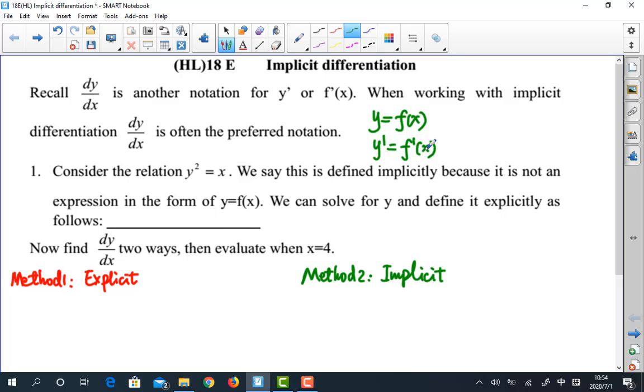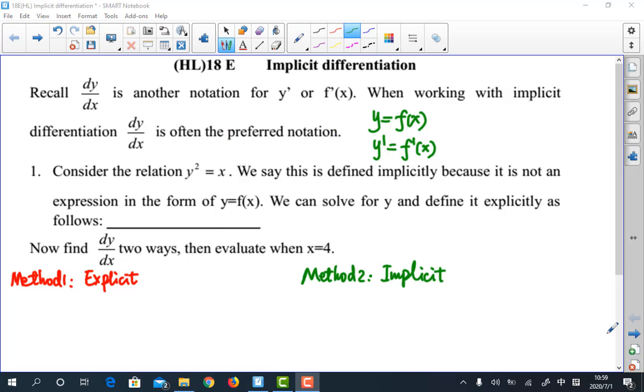What is implicit differentiation? We do have those equations in which we cannot isolate y from x. So we will give you more examples later on for implicit differentiation. So let's recall dy over dx. This is the Leibniz notation for y prime or f prime x. When working with implicit differentiation, dy over dx is often the preferred notation.